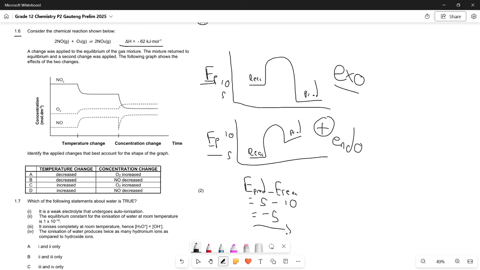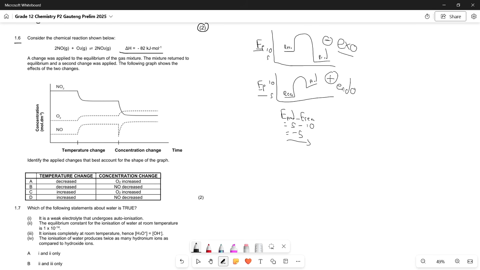So we are losing energy. We're always going to have a negative value over here. That being said, we have a negative kilojoules over here for our enthalpy. This is what this all represents. And that means we are losing heat.